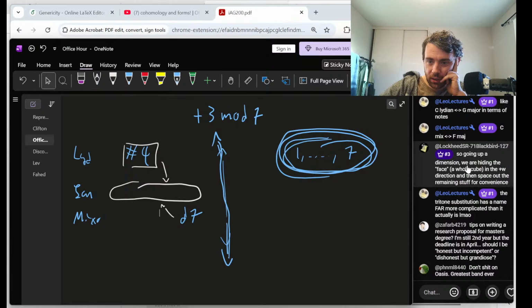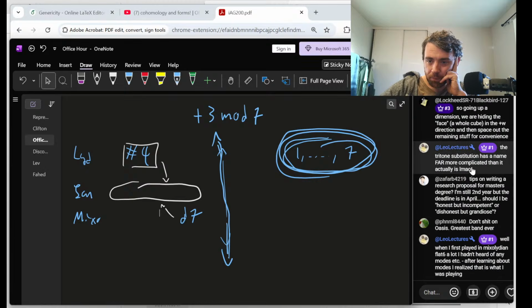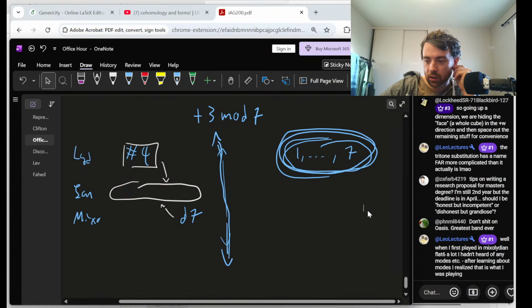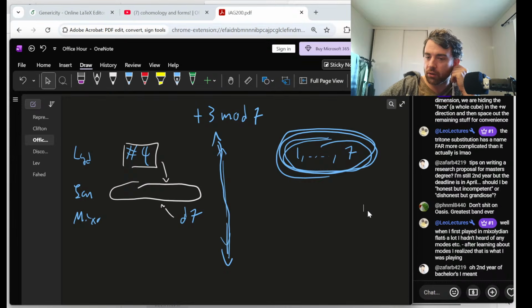So going up a dimension, we're hiding the face of the cube. Dun, dun, dun. The tritone substitution has a name far more complicated than it actually is. I also really like putting the major version of a chord and the minor version of a chord next to each other. I love that. And again, Radiohead does it in Nude. So I'm learning a lot by looking at artists that I want to emulate.